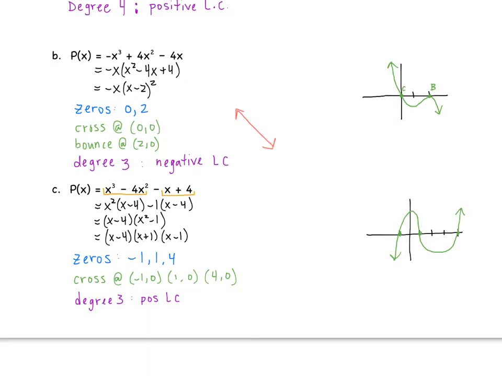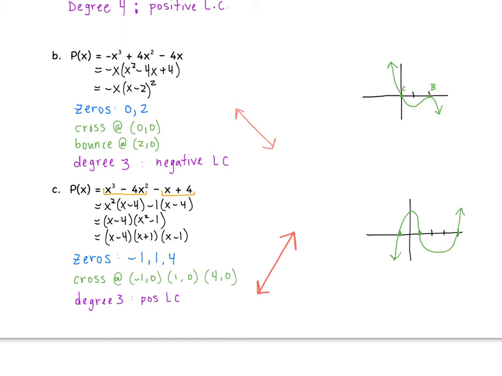So here's what I got. Factoring completely, I get (x minus 4)(x plus 1)(x minus 1). So I have 3 zeros, all of which have odd degrees from their factors, so I'm going to cross at each one of those zeros. I have a degree 3 with a positive leading coefficient, so I'm thinking of a line with a positive slope for my end behavior. So it should look something like this.